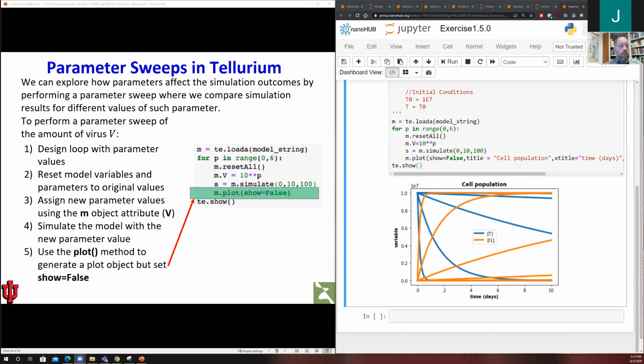Can you explain m.plot show equals false? So one of the things that a plotting program has to do is decide whether it puts plots in the same window or in a different window. If I put show equals true, what would happen is each time it runs, I will get a different plot.